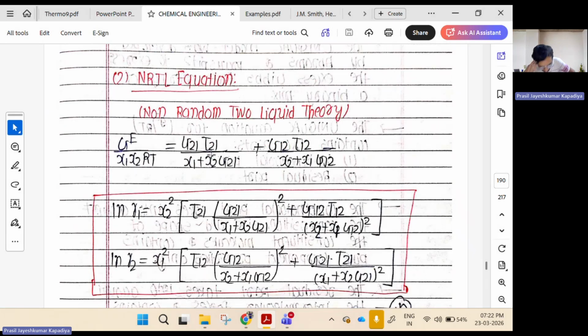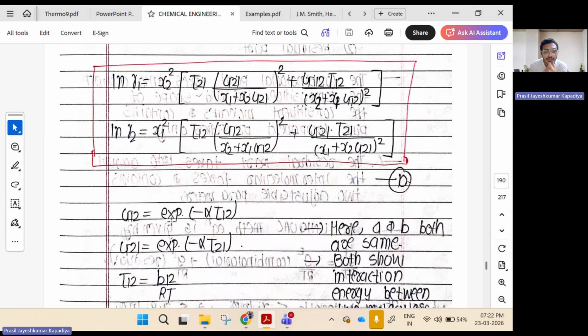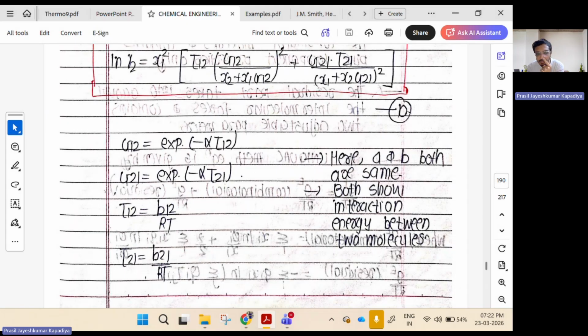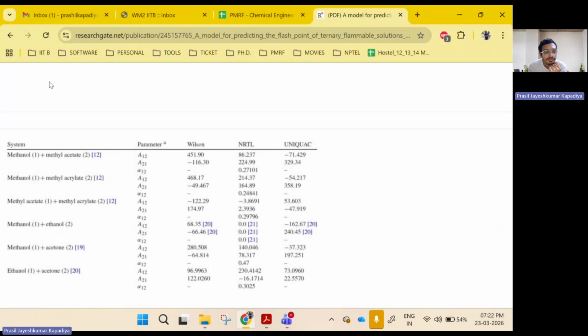Now there is one more model that is known as the NRTL model, that is called non-random two-liquid theory. In the NRTL model, G by x1 x2 RT is expressed by this equation: G12 tau21 divided by x1 plus x2 G21, plus G12 tau12 divided by x2 plus x1 G12. And G12 is exponent of minus alpha tau12, G21 is exponent of minus alpha tau21, and tau12, tau21 are B12 by RT, B21 by RT. So if we see here, we have one additional term alpha when we are dealing with the NRTL model.